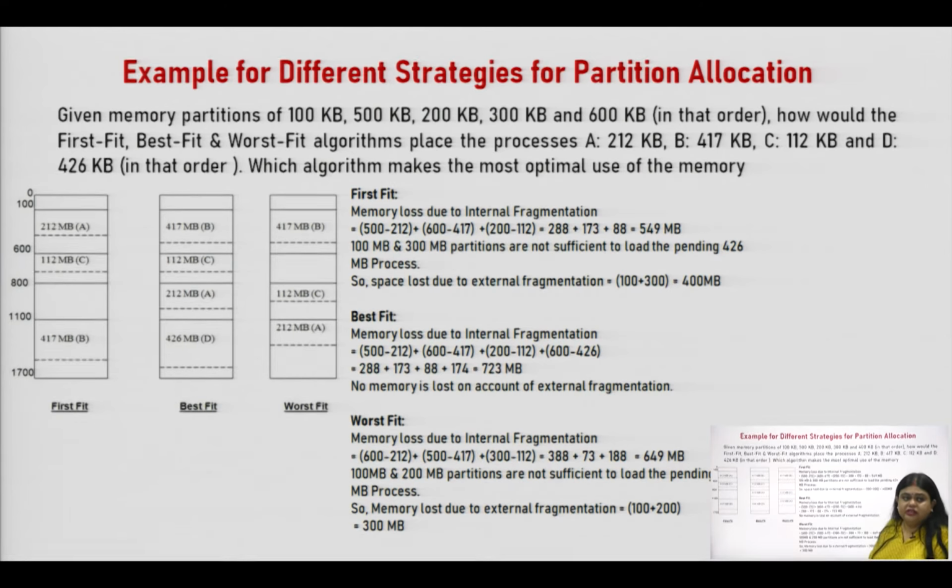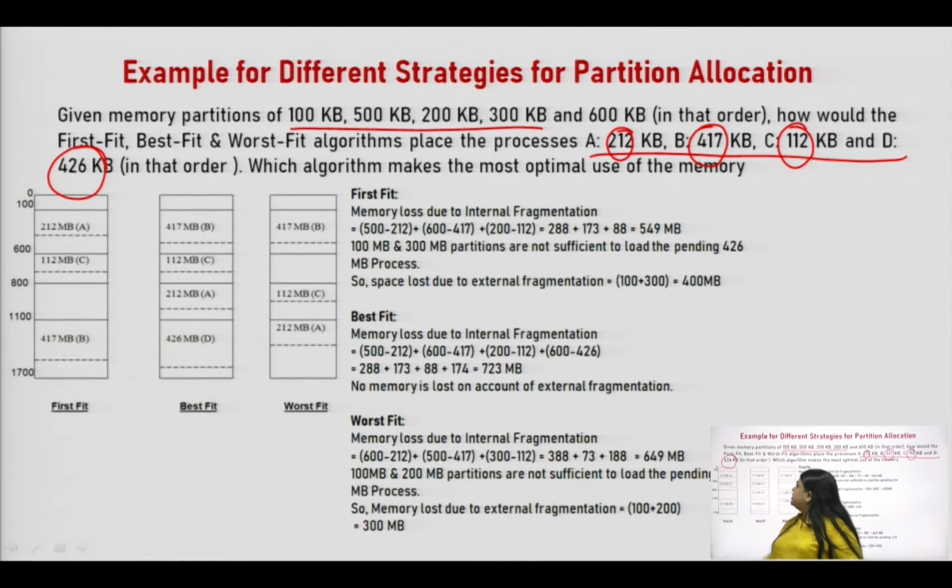I have taken a question, and over here you can see the partitions available. We have a 100 KB partition, a 500 KB partition, a 200 KB partition and a 300 KB partition. And what are the requests? Process A is coming with a 212 requirement, B with 417, C with 112 and D with 426. This is a scenario where you have to find out the internal and the external fragmentation.